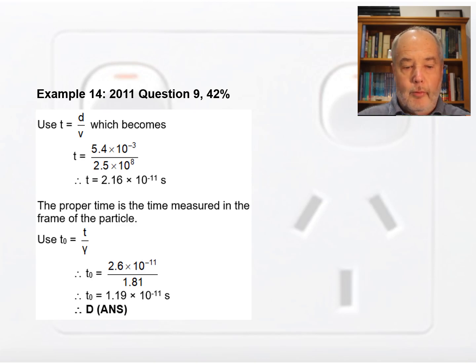Gamma being 1.81 means that the proper lifetime must be this value divided by 1.81, which gives me 1.19 by 10 to the minus 11 seconds. Therefore, the answer is C.